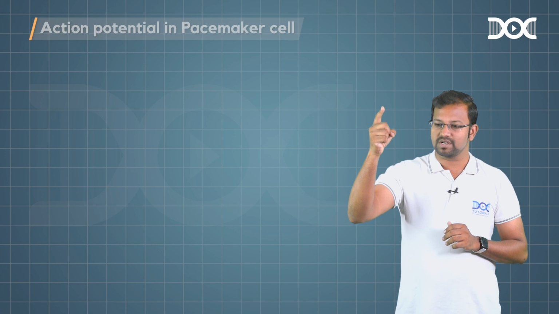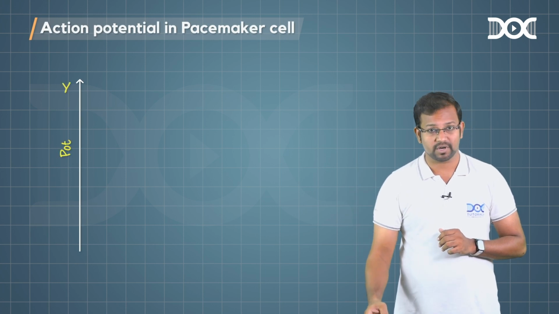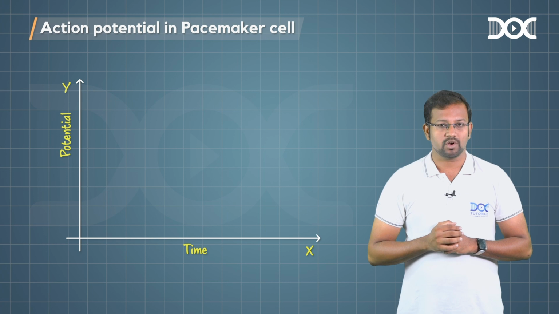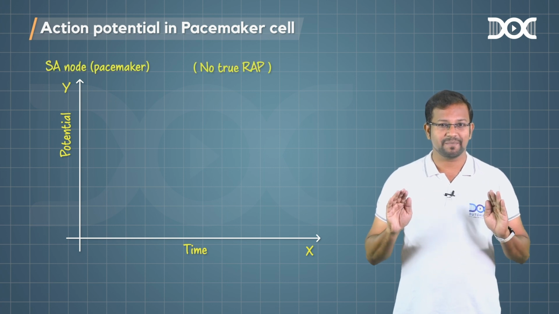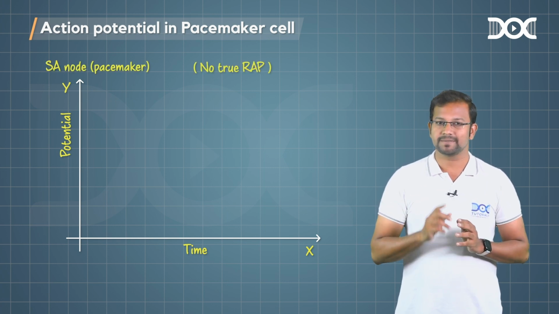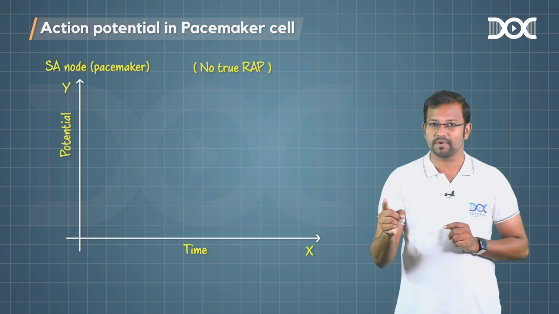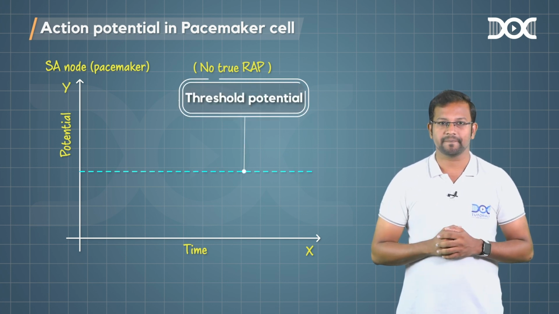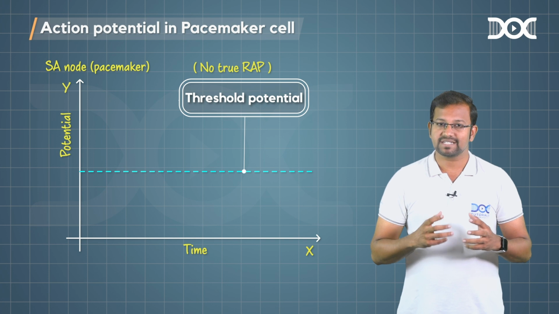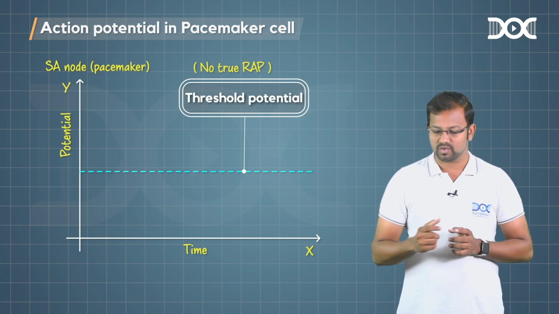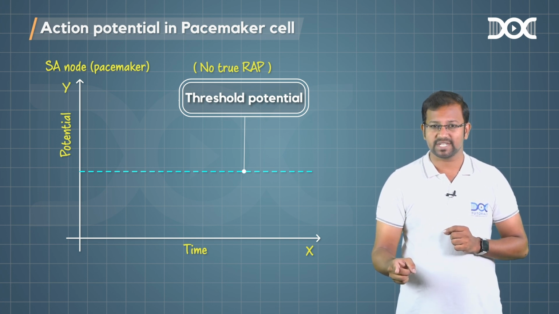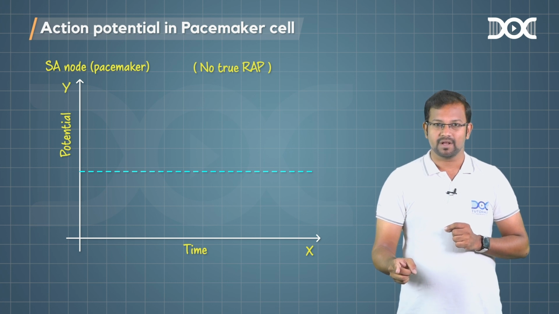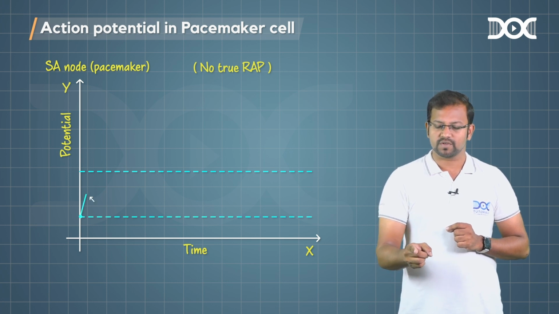Clear? Now consider we have the y-axis, that is your potential, and we have the x-axis, that is your time. As I have told already, there is no resting membrane potential for the pacemaker cells, but there is a threshold potential. Consider I am going to draw the threshold potential at this level. Let's start with the sodium channels, right? So, at the lower level is where your sodium channel is going to be opened, right? Hyperpolarization is going to be activating it. So, there is going to be slow influx of sodium.